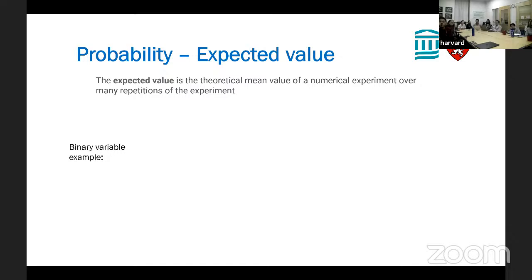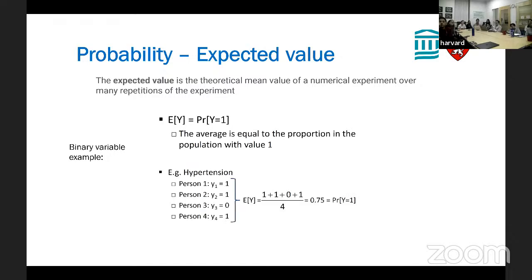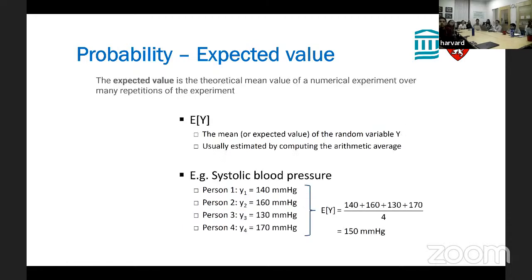And then in the binary example, that's exactly what we just did. We can call this the expected value of the number 1. The expected value of the probability of having 1 in this sample is 0.75, as we just calculated. This is easy because you have 1 and 0. But if you have an expected value in a continuous variable, then you start having problems, because each person will start reporting a specific number.